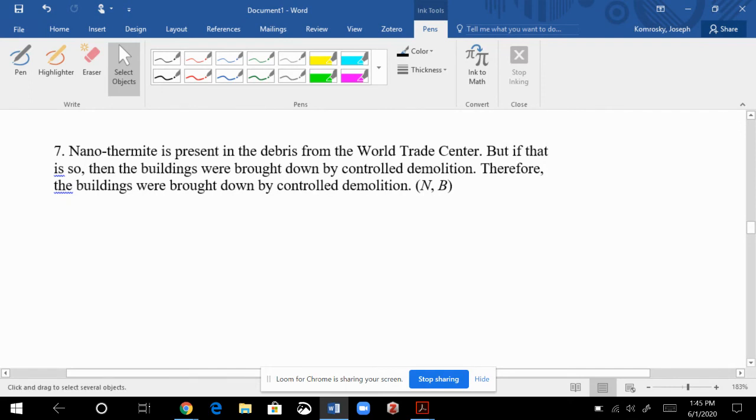7. Okay, so if we were to read it as it is and translate it exactly how we read it, it would look like this.